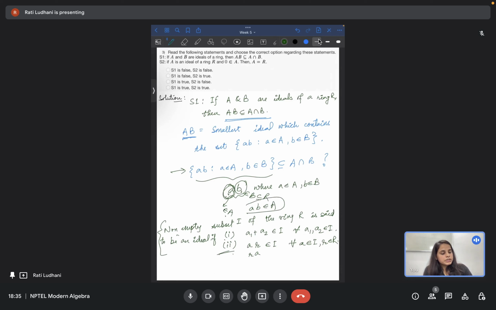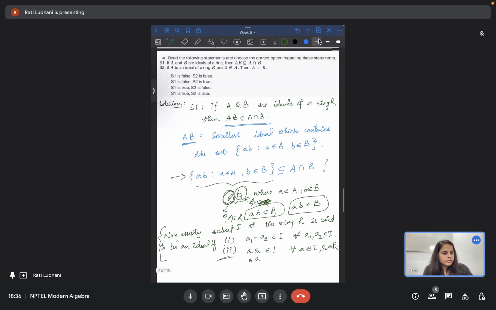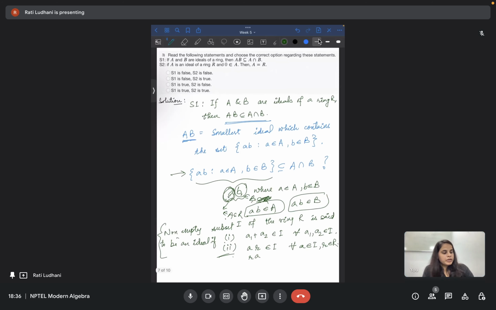Also, this is also a subset of R. So B belongs to your ideal B, and this element A is an element of the ring. According to this second property, AB should also belong to B. Is that okay? Okay. So AB belongs to A intersection B. This element belongs to both of the ideals. So AB belongs to A intersection B.